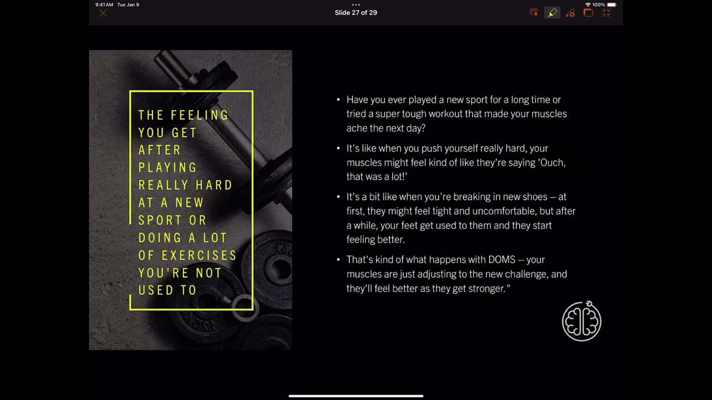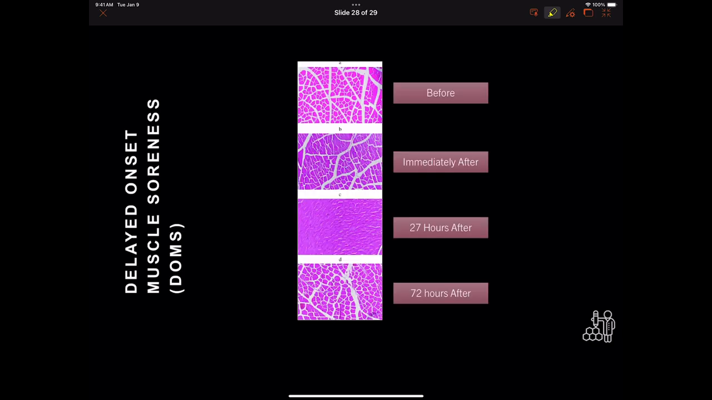So what do I mean by micro trauma? This one here is just an analogy telling you what DOMS is. So you can read that if you don't understand it. Okay. This is my lay analogy for you guys. But what I wanted to show you here is what happens to the skeletal muscle when we're experiencing this soreness. So what you see here is a healthy muscle.